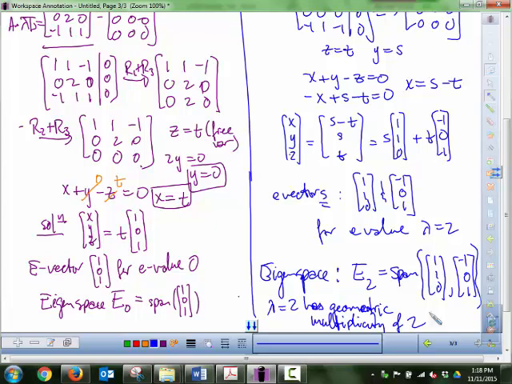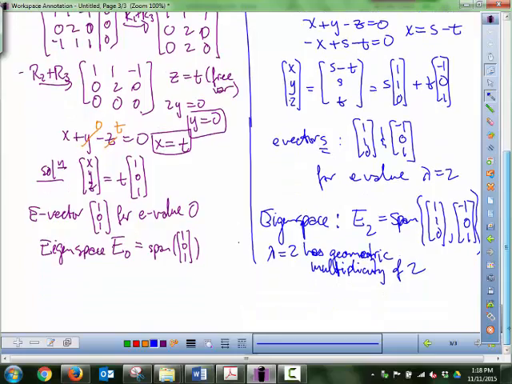Maybe it's the reverse for some, I don't know. I think it's more common that the algebraic multiplicity is greater. Yeah. All right, let's move on. A lot to talk about.